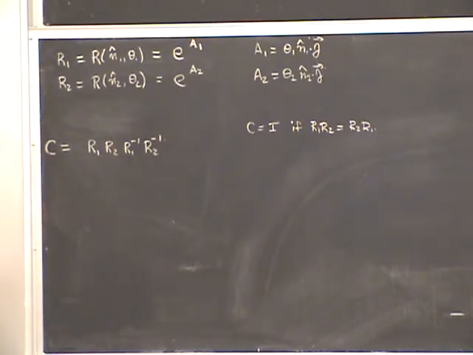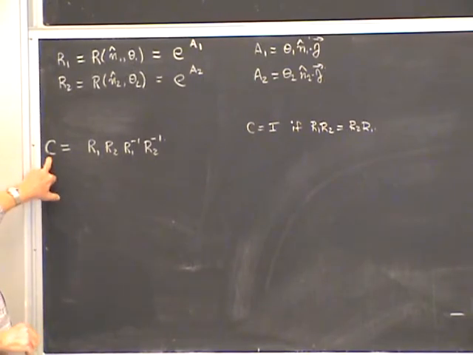Now, I hesitate to tell you this, but in the mathematical literature, the C is called a commutator. The reason I hesitate is because it's not the commutator that you're used to in quantum mechanics. It is, however, related to the commutator that you're used to, and I'll show you now how that's so.